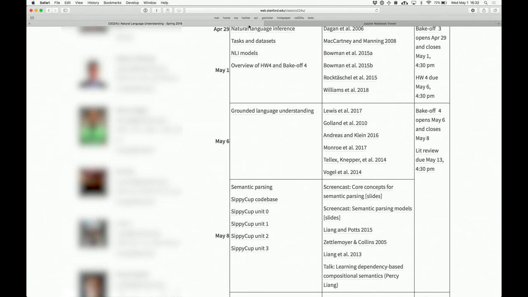So we do the lit review first, and then we have this thing called an experimental protocol, and I'll tell you much more about what that's supposed to contain closer to the time, but hovering in the background here is that we're going to push you to make sure that your project has some kind of quantitative evaluation associated with it. Not because we think that that has to be the way all work in NLU works, but just because we think it's healthy to push you in that direction.